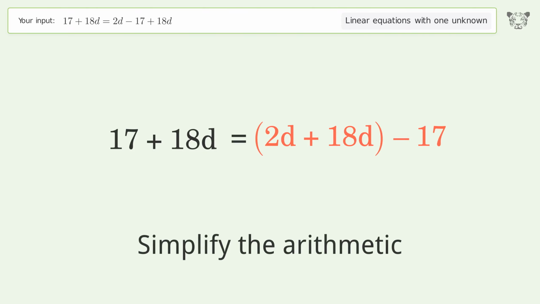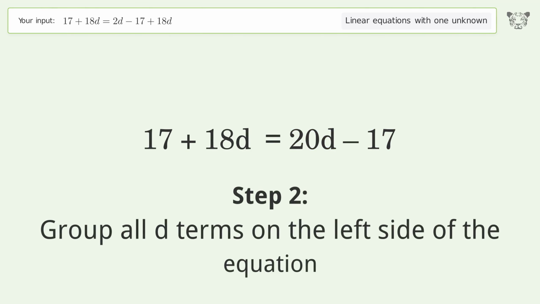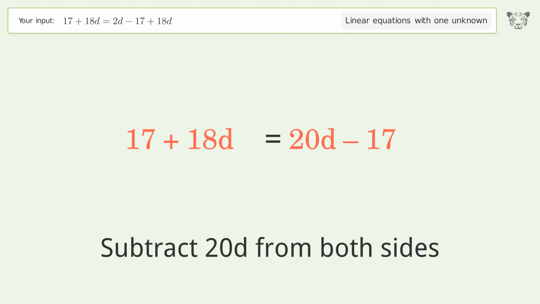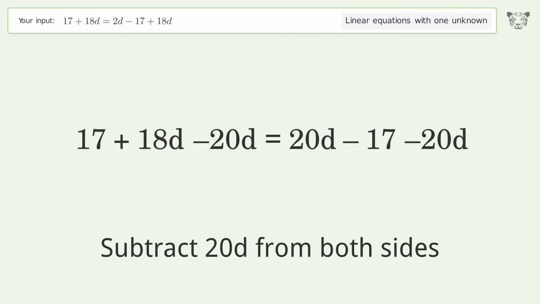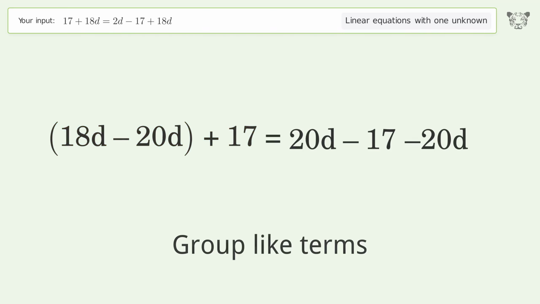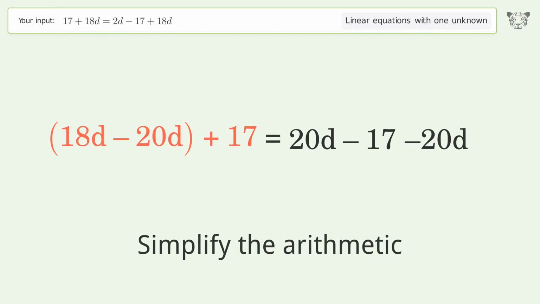Simplify the arithmetic. Group all d terms on the left side of the equation. Subtract 20d from both sides. Group like terms. Simplify the arithmetic.